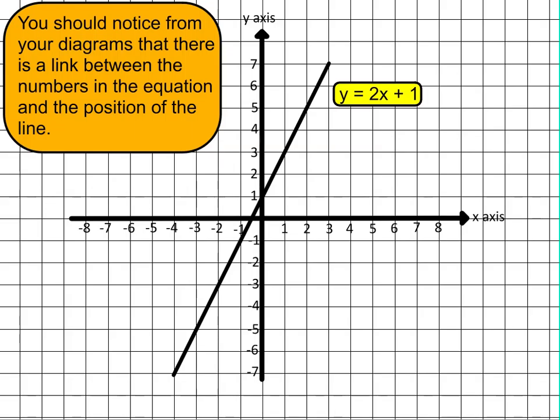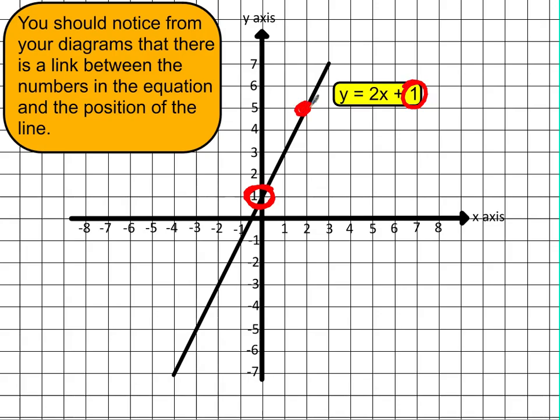Let's have a look at this one and see if you can understand that pattern again. Here we've got the line y equals 2x plus 1. You should notice that it crosses the y-axis at 1, and that is where this 1 here is coming from. If we look at the gradient, what is the change in y divided by the change in x, or the rise over the step at any 2 points? Let's have a little look and see if we can work it out.